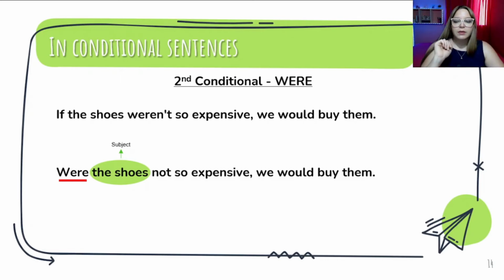Before continuing, I would like to say that when we invert negative expressions, they should not be put together. They need to be apart. So if we write, weren't the shoes so expensive, it would not be grammatically correct. That's why here it is written, were the shoes not so expensive.